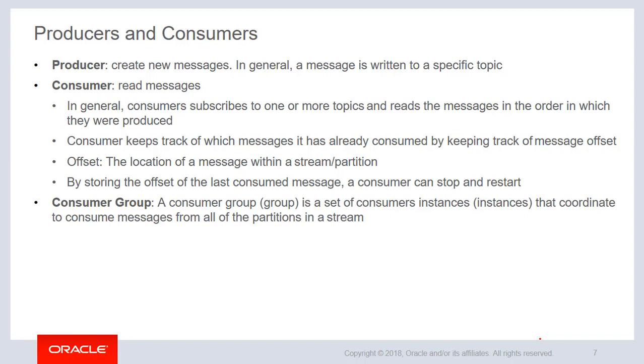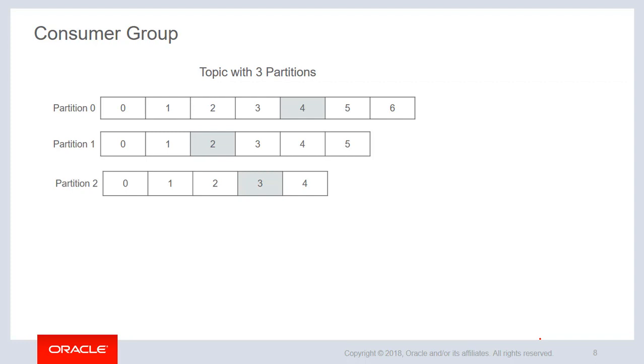There's also this concept called a consumer group, sometimes also just called a group. A consumer group is a set of consumer instances, sometimes we also call them just instances, that coordinate to consume messages from all the partitions in a stream. Each partition is only consumed by one member of the group. So let's see how it looks conceptually. Let's say we have a topic with 3 partitions, as we saw earlier. So there's partition 0, partition 1, and partition 2.